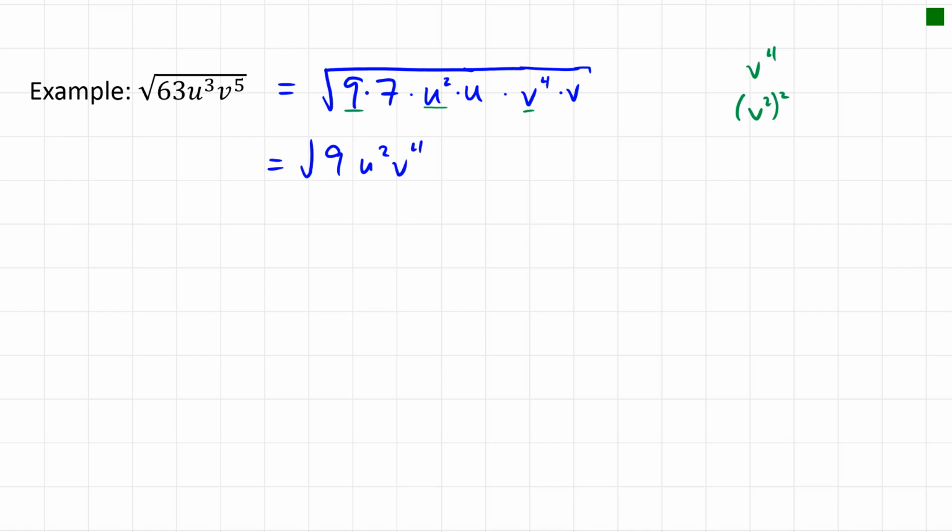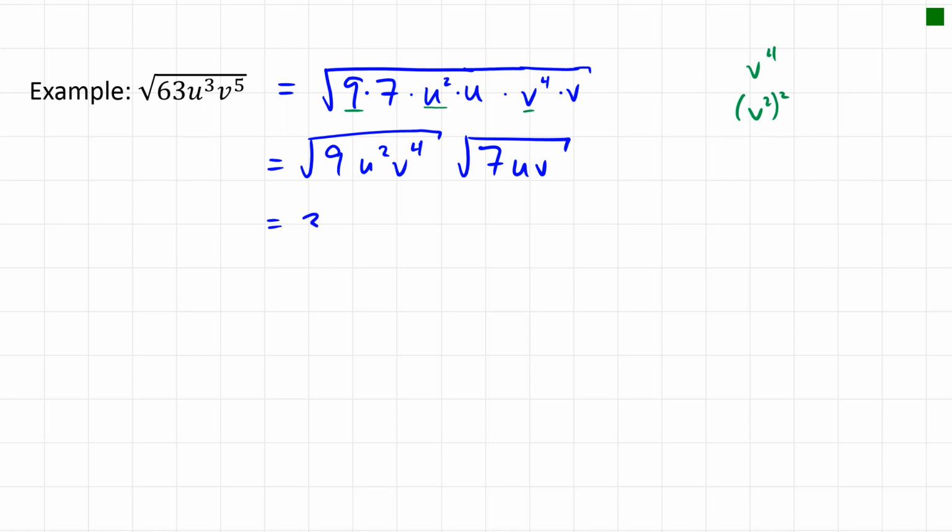I'll group all my perfect squares together. And as you start to get comfortable with this, you can do this in fewer steps. And there's my leftovers that don't have any perfect squares in them. If you're comfortable, you can just take the square root of each thing. So I'll do that now.